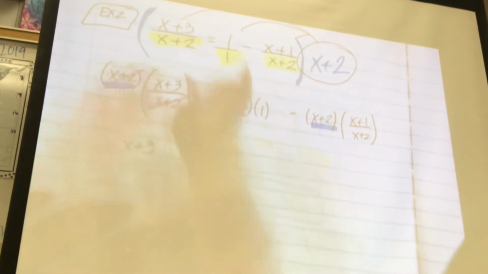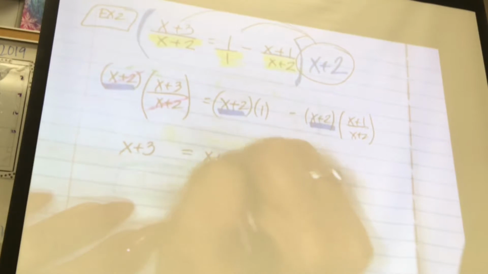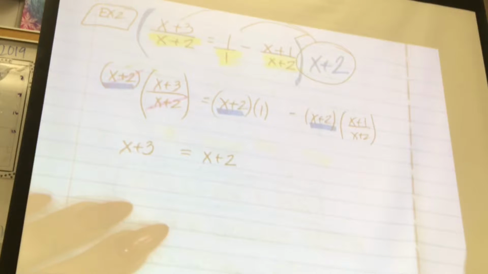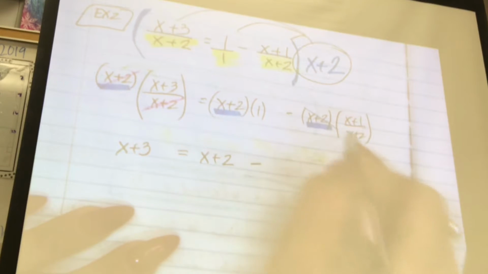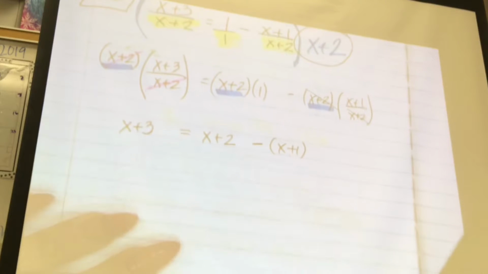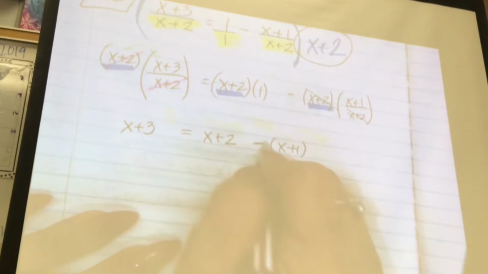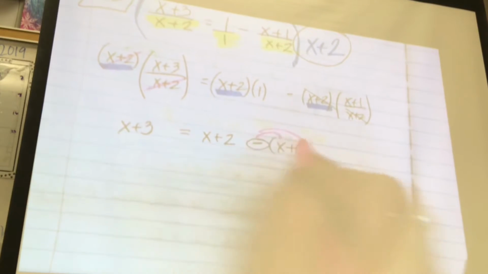Equaling, well, what's x plus 2 times 1? It's just x plus 2. Minus, these cancel and you're just left with x plus 1. There's a minus sign here. Some of us are still making silly mistakes with that minus sign, but you do need to distribute that negative.